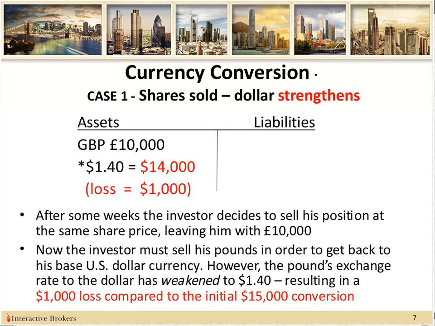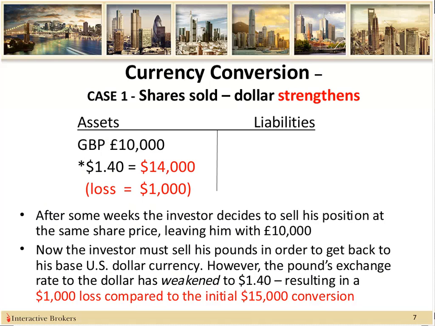So let's assume that after a few weeks of no action for the share price, the investor gives up and decides to sell the position at the same £1 per share, so no capital loss or gain results from the transaction. By selling all 10,000 shares, the customer now has a £10,000 account balance, which is of course in British pounds, not the customer's base currency.